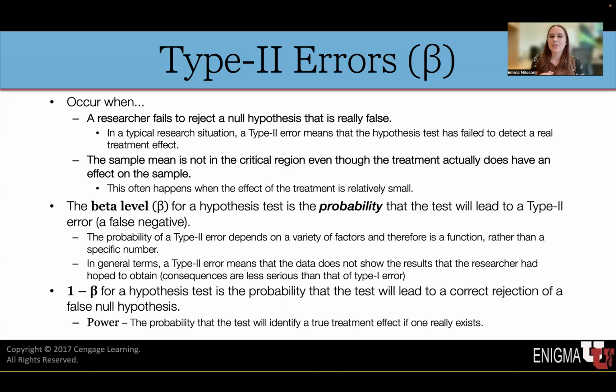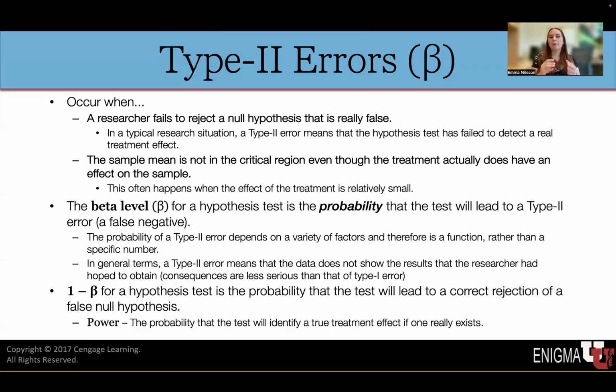And this often happens when the effect of the treatment is relatively small and we just miss it in our statistical testing. The beta level, beta, is the probability that the test will lead to a type 2 error. Just like alpha is the probability of a type 1, beta is the probability of a type 2.